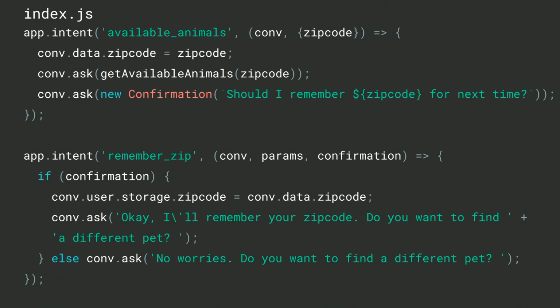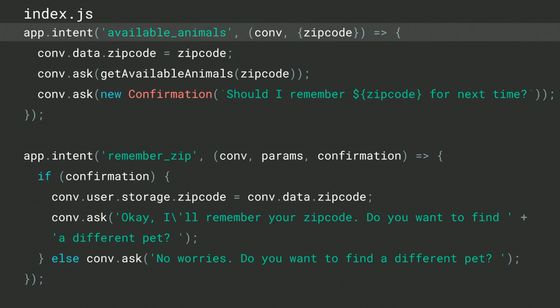So this is, again, in JavaScript. And I have 2 intents that are handling this information. Let's focus on the top intent. Here we have the available animals, and let's pretend that this gets activated once they give me a zip code. Then I do that because that'll be the last question I ask the user.